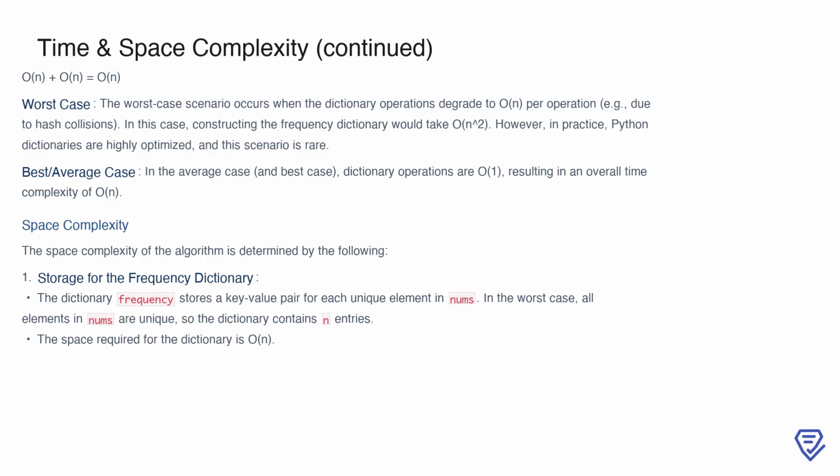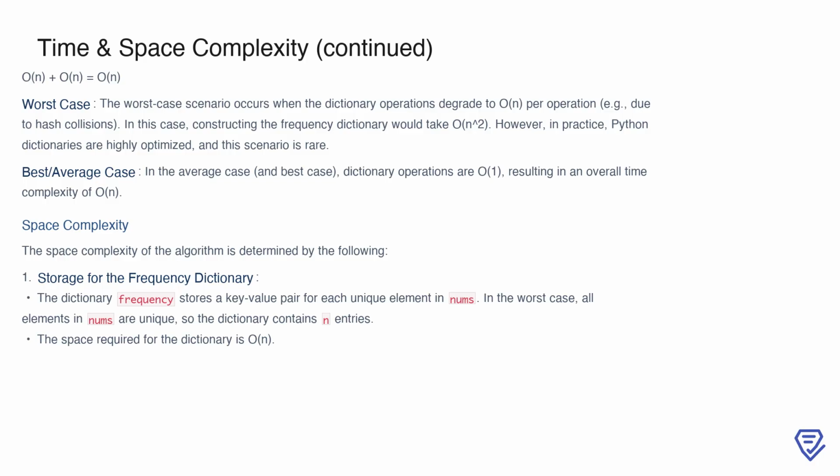In the worst-case scenario, dictionary operations like lookups or insertions can degrade to O(n) per operation due to hash collisions. If this happens, constructing the frequency dictionary could take O(n²) time. However, Python dictionaries are highly optimized, and this is a rare occurrence. In the best and average cases, where hash collisions are minimal, dictionary operations remain O(1), and the overall time complexity stays O(n). Next, let's look at the space complexity.